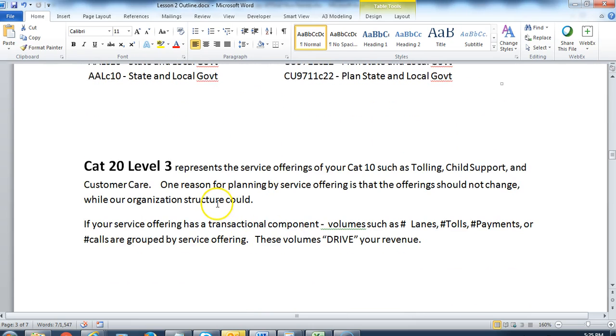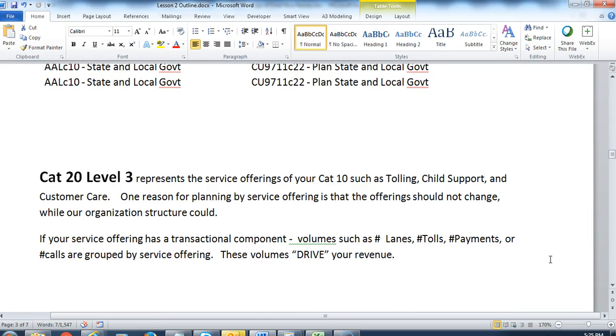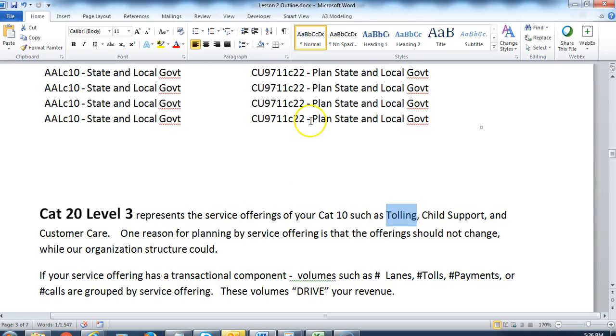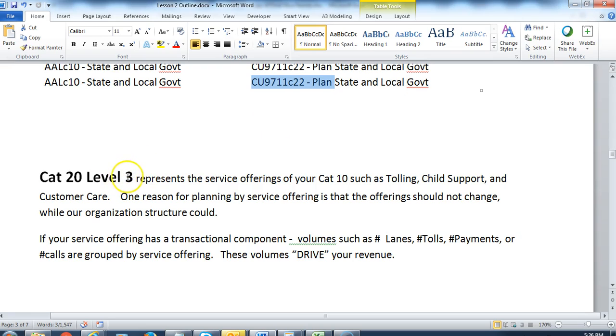Next we have the CAT 20 level 3. This is your service offering. Examples of service offerings are tolling, child support, customer care. This is what we talk about when people ask us what we do. So the planning cost centers are based on who you do work for and what kind of work you do. If you do tolling for state and local services, we're really looking for the unique intersection of internal customer, which is the CAT 22, and the service offering, which is the CAT 20.